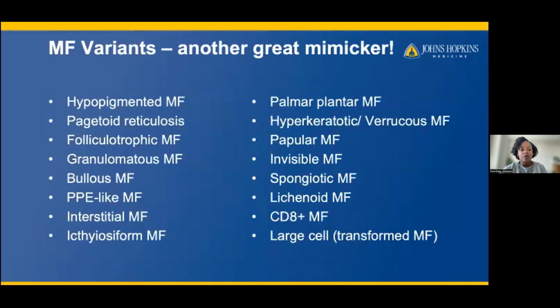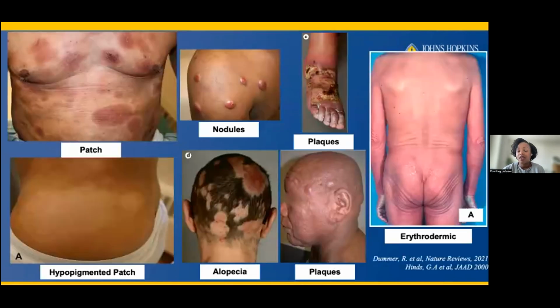So it's important to note that Mycosis fungoides comes in a variety of variants. And so as you can see, this list is pretty extensive. And I tell a lot of the residents here that it should never be too far away from your differential diagnosis list. Because of these variants, patients can present with various findings.